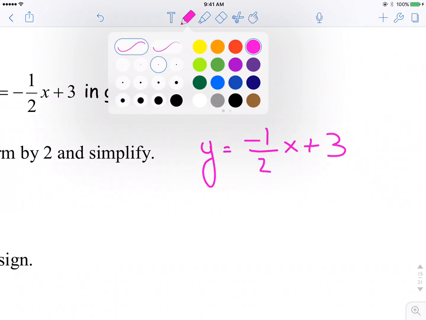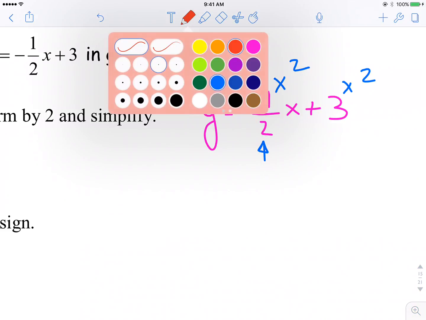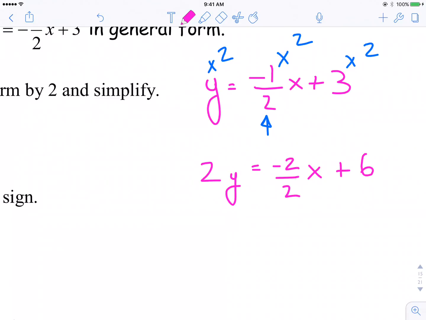And I multiply everything in the equation by the denominator. So there's our denominator. I'm going to multiply this by 2. I'm going to multiply this by 2. And I'm going to multiply this by 2. Each of these terms I multiply by 2. So 2 times y becomes 2y. 2 times negative 1 over 2 becomes negative 2 over 2 x, and then 2 times 3 becomes 6. Now look what happens with our fraction here. Negative 2 over 2 reduces. This becomes negative x plus 6, or negative 1x.